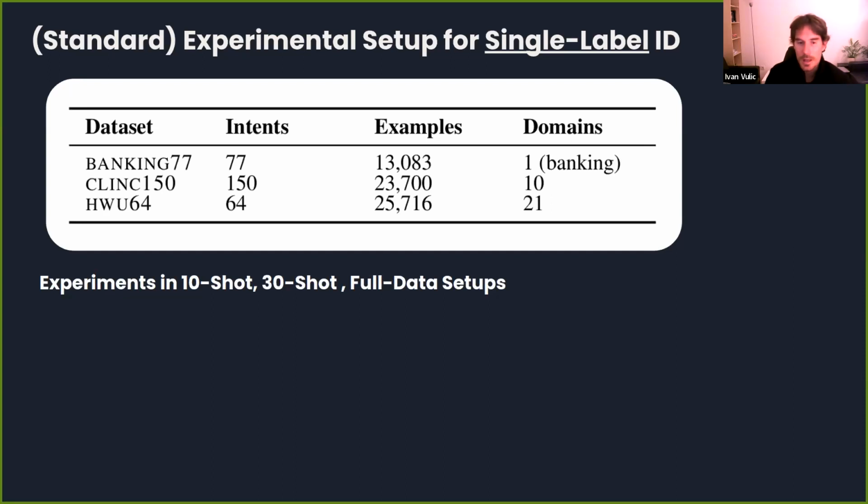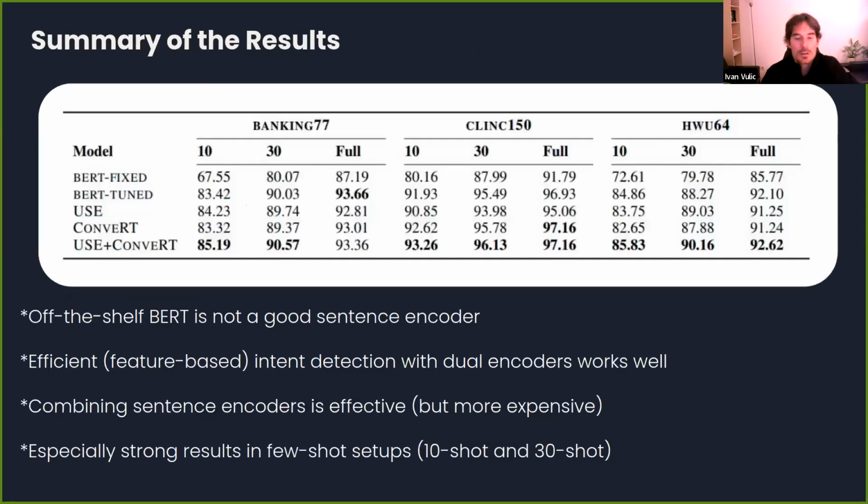An interesting thing to mention is that we evaluated in multiple data setups, because if you remember from the beginning, the idea is to have really quick development cycles so that we start with minimum data requirements. So it's pretty interesting how well these models behave when we have only 10 examples or 30 examples per intent versus full data setups. And so the numbers are summarized here.